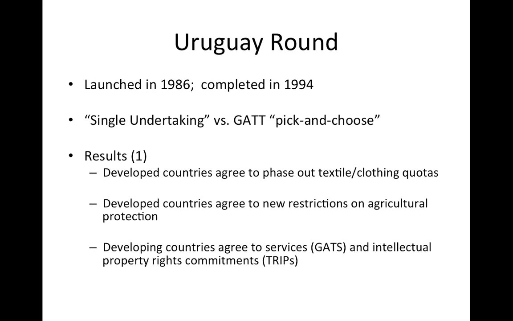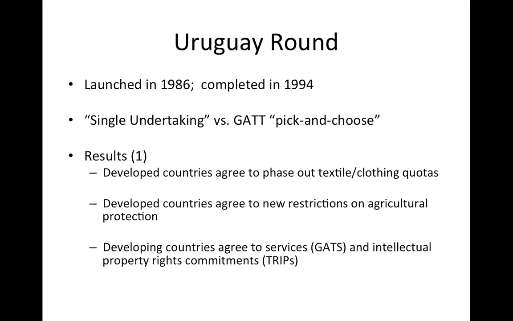The developed countries also agreed to some new restrictions on agricultural protection. Agriculture had been really an exception to many of the GATT rules. With the Uruguay round, there was greater access. Now, not full access. There were still important domestic production subsidies and tariffs on a number of agricultural products, but agricultural products were really brought into the system and the commitments in the Uruguay round, also of interest to developing countries.